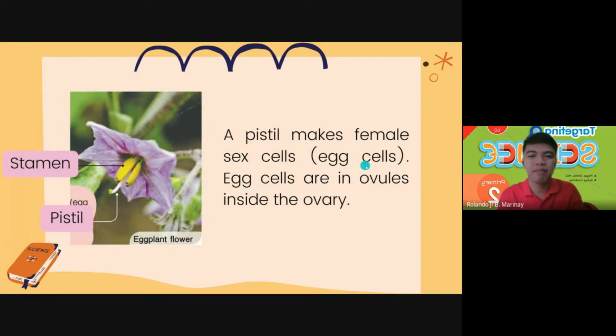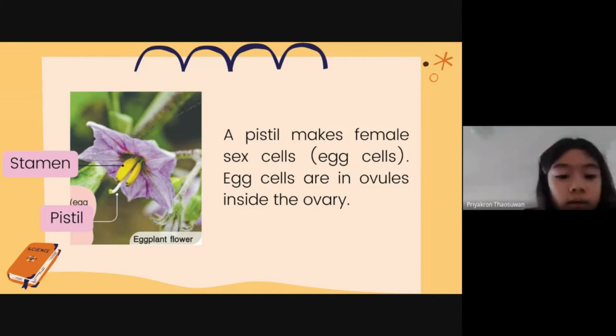Next is a pistil. A pistil makes female sex cells. Female sex cells are also called the egg cells. The egg cells are in ovules inside the ovary. The flowers also have ovary and ovules. The female part makes the female sex cells. The female is a boy or girl? A girl. Good job.